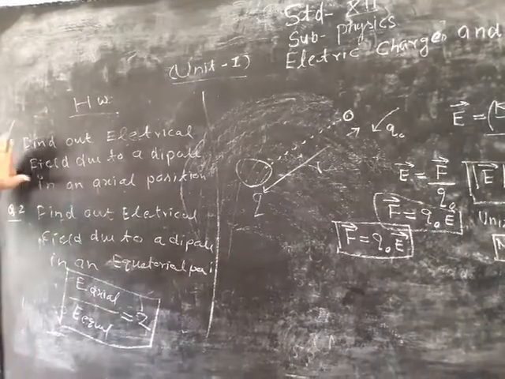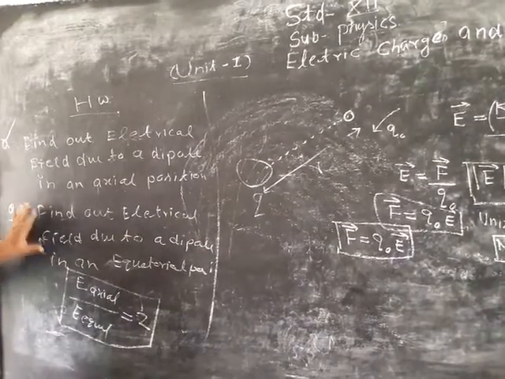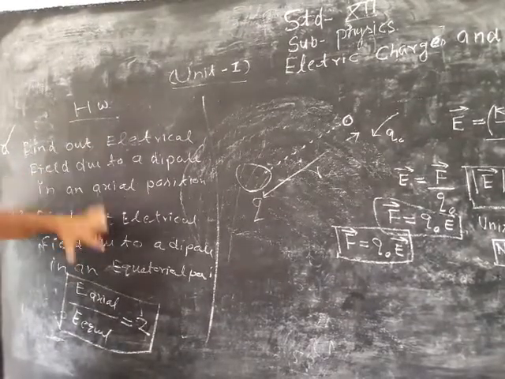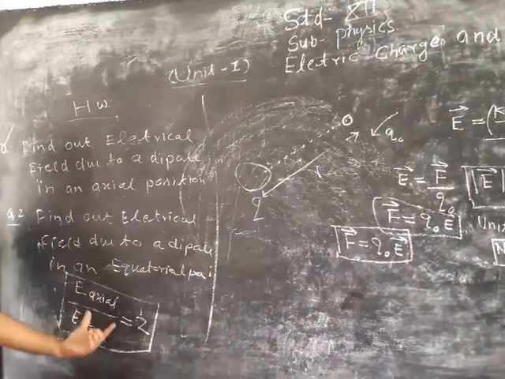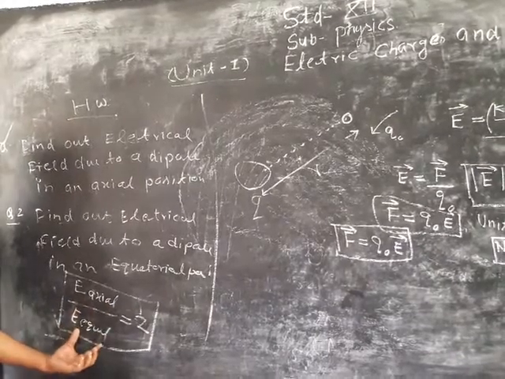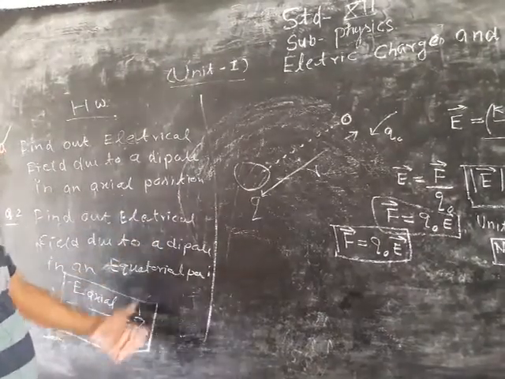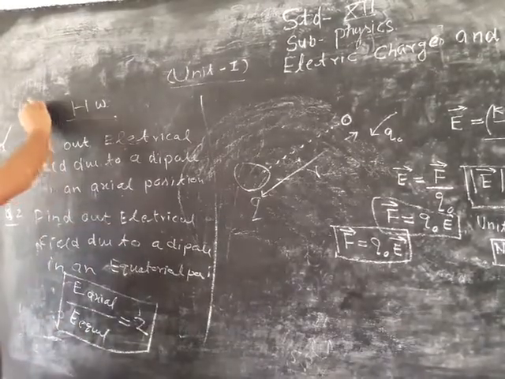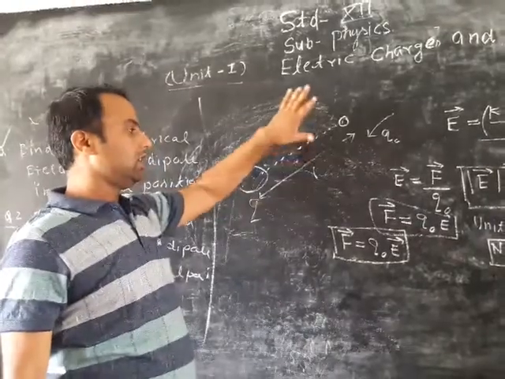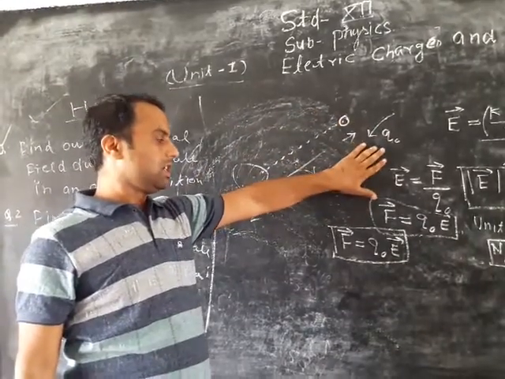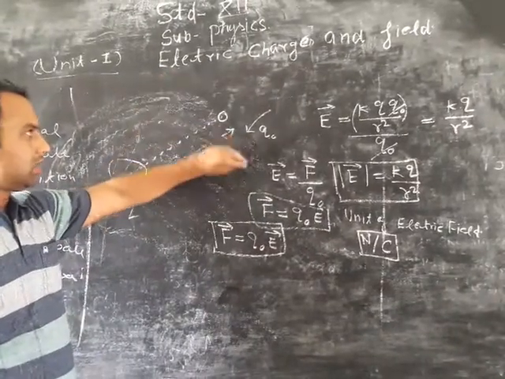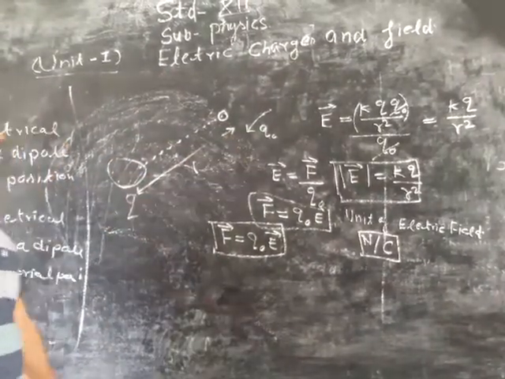You have to derive this first, and after this divide both of these electric fields and see the relation that E axial upon E equatorial is equal to 2. This is very important for the exams. So you have to first work this out and rewrite the definition of the electric field and the unit of electric field. Electric field is a vector quantity, and all the things related to the electric field, you have to combine all these together.